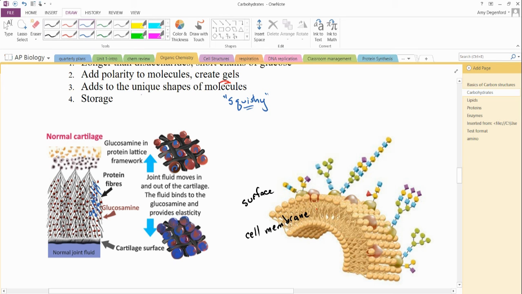The other thing they do is they create a unique shape. So here's our picture of the cell membrane. I know we haven't gotten to it yet, but here's our surface. And these are all different types of glucose or fructose. These are all different types of monosaccharides. And you can see the fact that these form different puzzle pieces of shapes on the surface of the cell membrane, and that creates interactions of other cells.